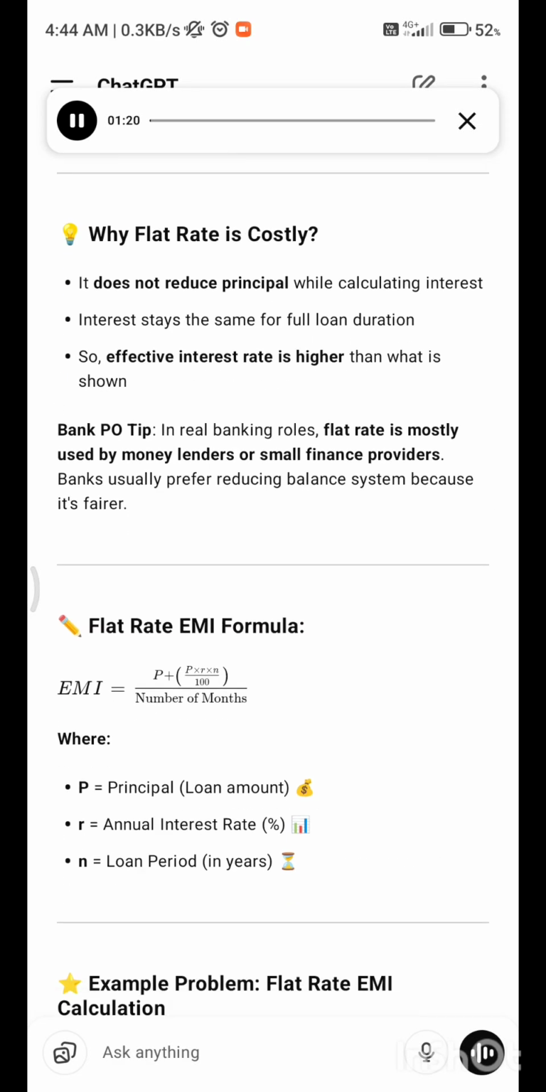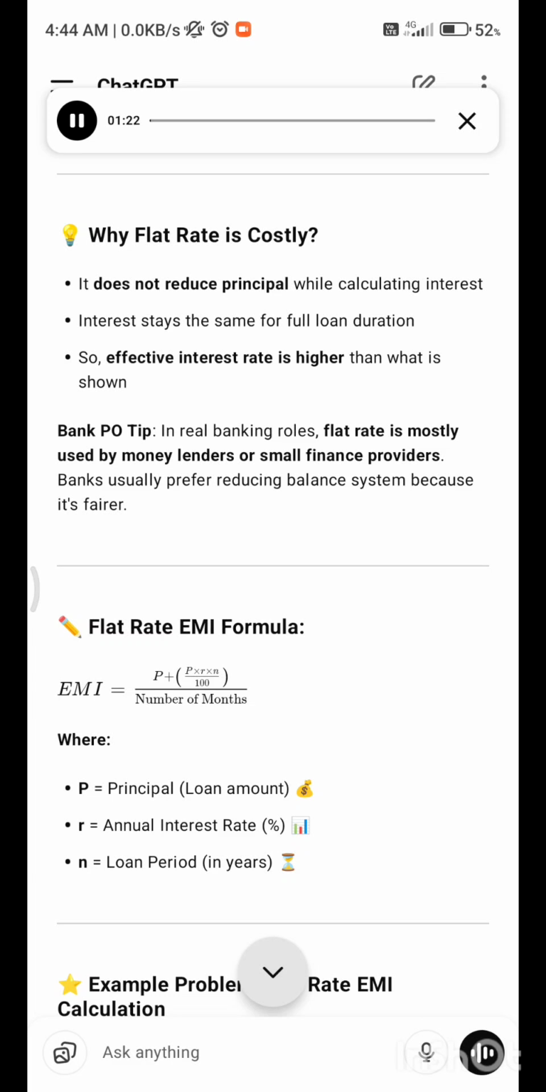Why is flat rate costly? It does not reduce the principal while calculating interest. Interest stays the same for the full loan duration. So the effective interest rate is higher than what is shown. Bank PO tip. In real banking roles, flat rate is mostly used by money lenders or small finance providers. Banks usually prefer the reducing balance system because it's fairer.